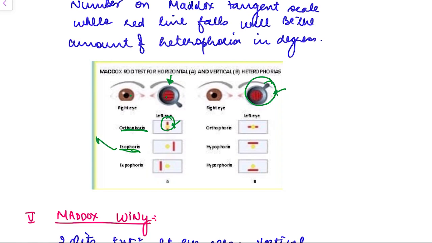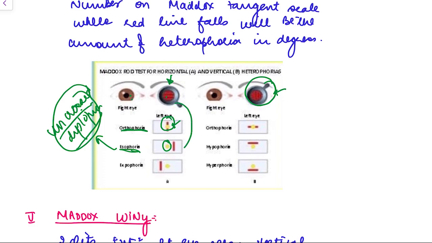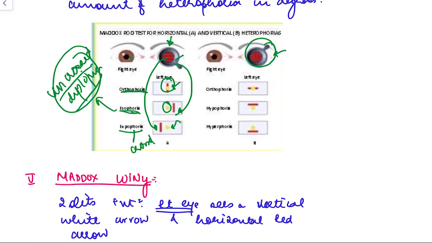Esophoria means what I've already told you. Esophoria means uncrossed diplopia. So the right eye image is formed on the right side and the left eye image is formed on the left side, like this. But in exophoria it is crossed. So for the right eye the image is formed on this side and for the left eye the image is formed on this side. So this is the crossed thing.